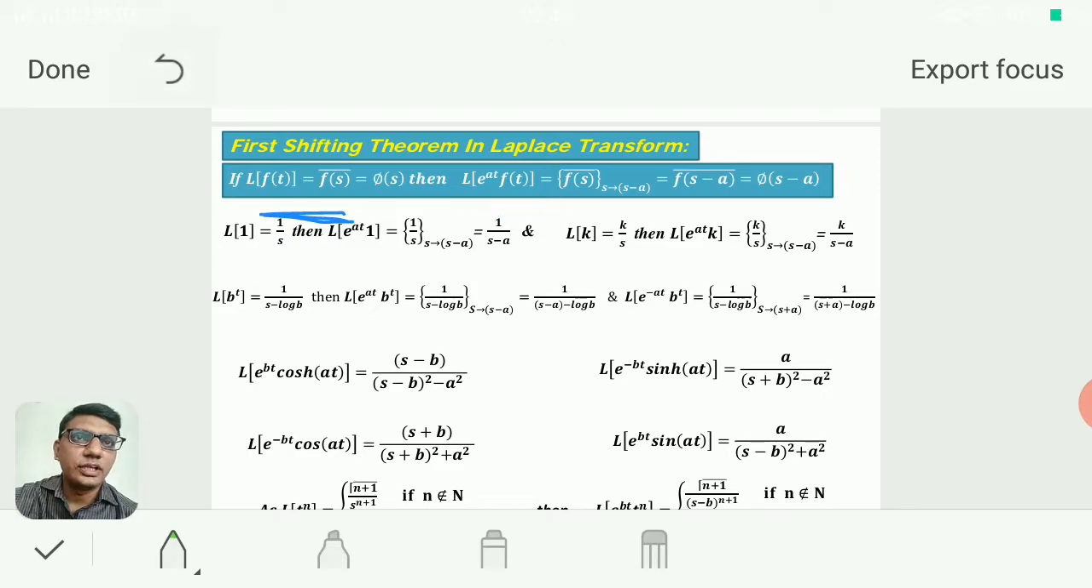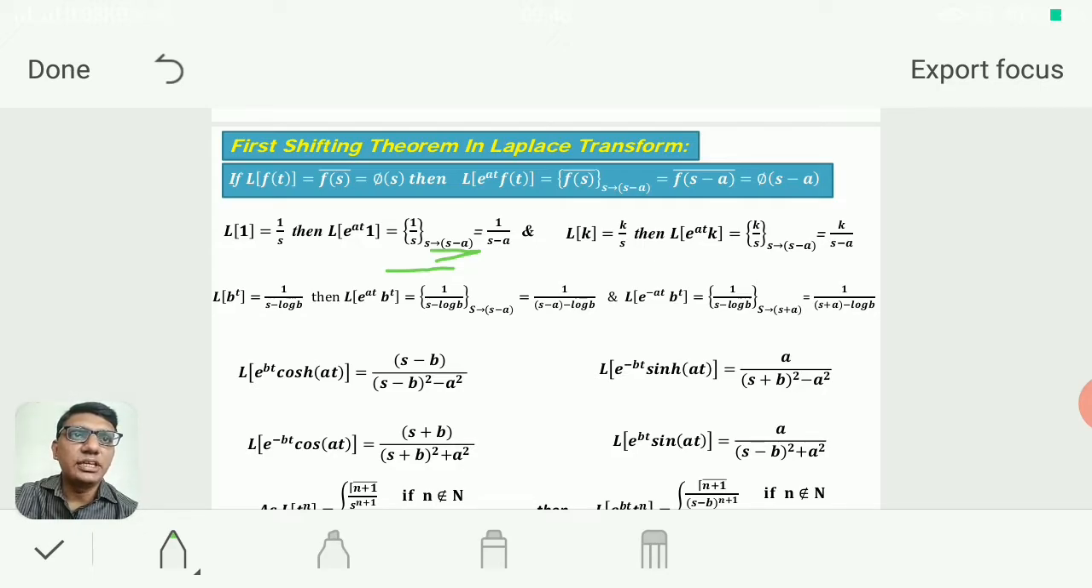Now here we change each and every formula of the Laplace transformation. So we know the Laplace of 1 is 1 by s, then Laplace of e raised to at into 1 becomes 1 by s, and s is replaced by s minus a. So the new function, Laplace of e raised to at into 1, is 1 upon s minus a.